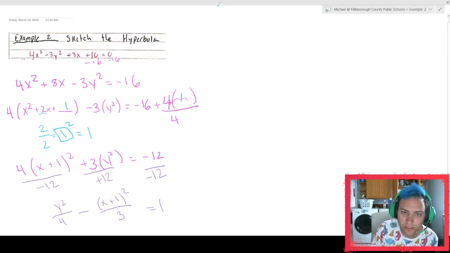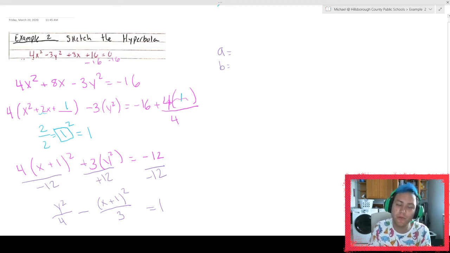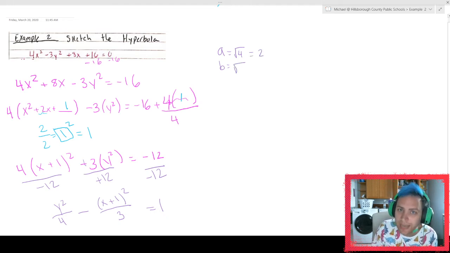So like I said, the important things we have to pull out of here. Let's look at A and B first. A is always going to be the thing underneath the first number, the first positive thing. So in this case, the 4 represents our A squared. So to get A, I have to square root 4, which in this case comes out to a nice number, 2. To get B, I take the thing under the second fraction, which is the negative fraction, and I square root that, and I'm just going to leave that as square root of 3. It's 1 point something, right?